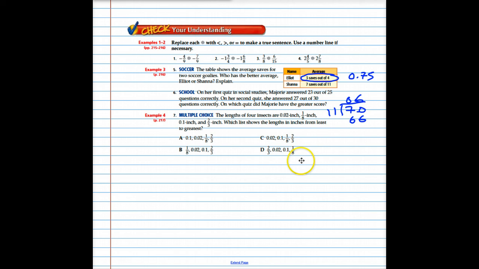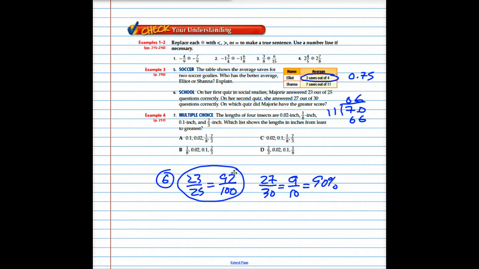On our first quiz, Marjorie scored 23 out of 25. This is number 6, which we would change to a percent, which would be 92%, because percent means out of 100. On her second one, she got 27 out of 30. What we would have to do there is simplify that first. We divide it by 3, and we get 9/10, which is 90%. So her first quiz, 23 out of 25, was her best quiz.